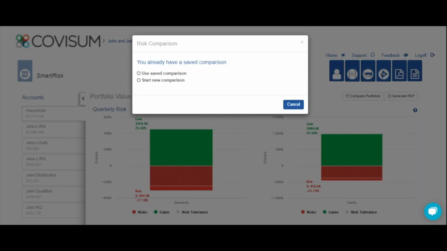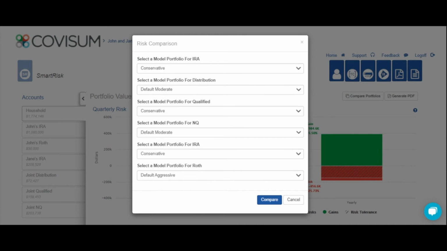For this example, I'm going to use a saved comparison, as I've preloaded how I want to reallocate my portfolio. I can either reallocate all accounts to one model, or I can reallocate to different models by account. I chose to reallocate based on the type of account they have: more conservative for the qualified accounts and more aggressive for the Roth.